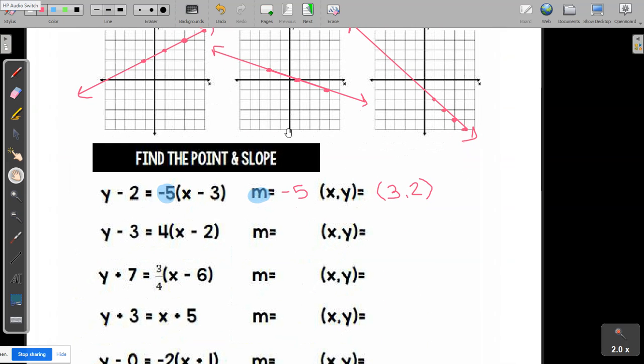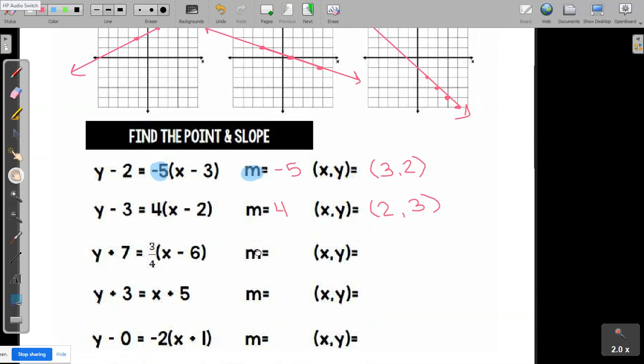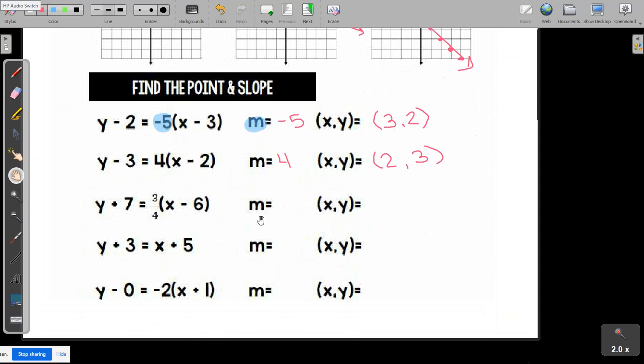So let's look at the next one. We have y minus 3 equals 4 times x minus 2. Our slope is 4. And our point, our x would be +2. Our y is +3. So think of the opposite sign shown. I want you to try the next one. Pause the video, come back to check your work.